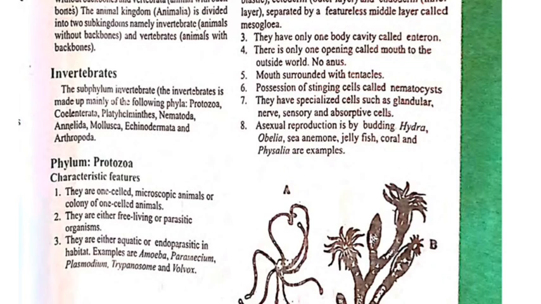They have only one body cavity called the enteron. Now when we talk about body cavity, they have only one location, one opening that houses all the organs. Only one cavity housing all the organs called the what? Enteron. There is only one opening called the mouth to the outside world, no anus.